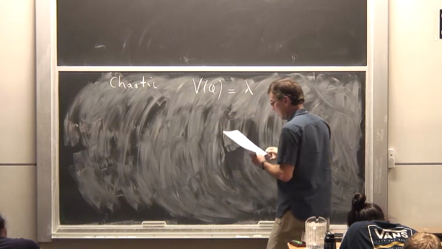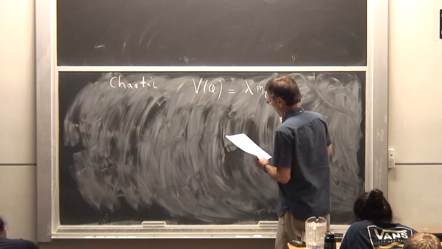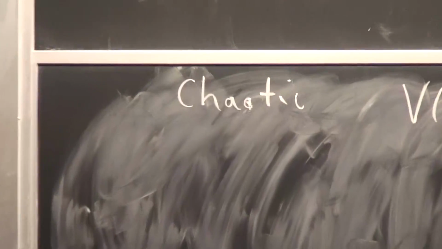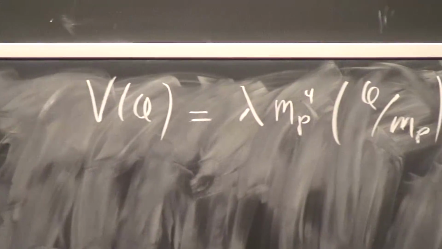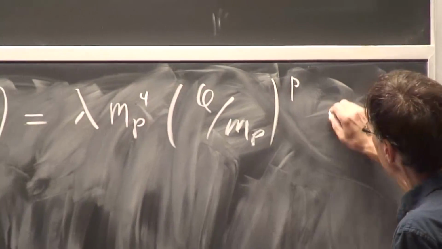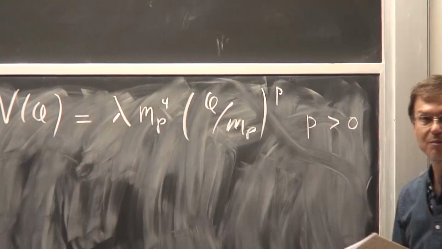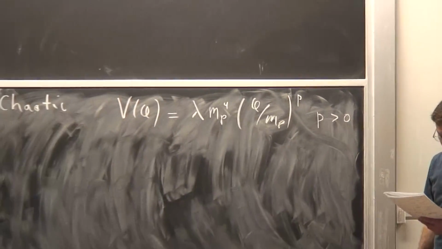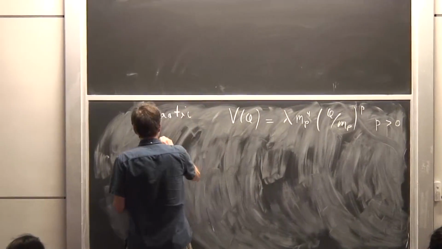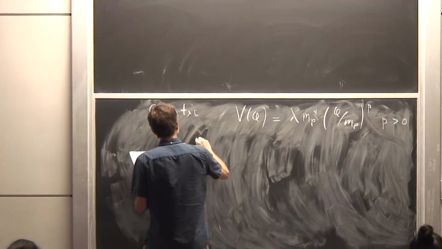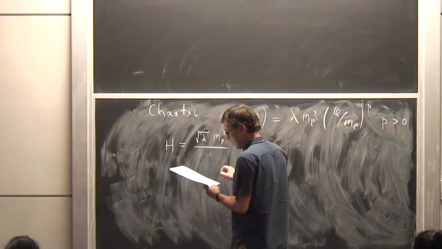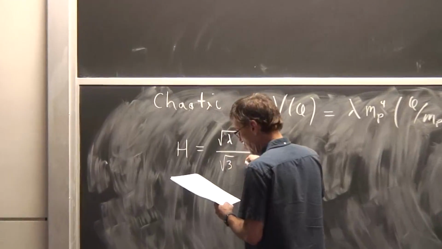And so one could very generally parameterize them as a dimensionless coupling lambda times the Planck mass to the fourth, and then the ratio phi over M_P to some power p, where we need p to be greater than 0 to get inflation. And so if you plug that into the Hubble parameter, then that's root lambda over root 3.